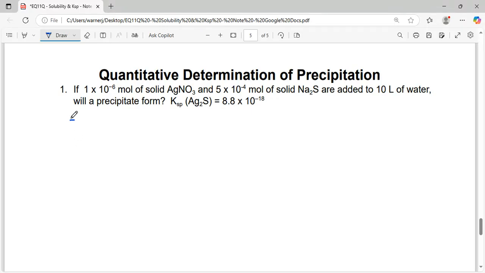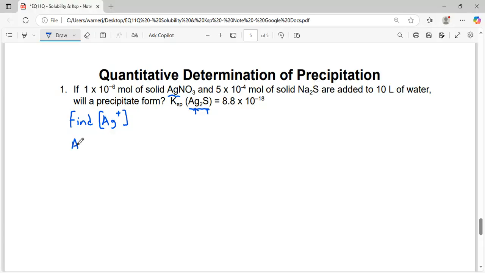So we can just figure out the concentration of things that are in here. What is good to do in a problem like this is to look at each particular reaction, because I want to figure out if a precipitate is going to form, and that precipitate is Ag2S. So I need to look at where the Ag comes from and where the S comes from. The Ag comes from the silver nitrate, so I want to figure out the silver ion concentration, right? That's what I'm going to try and find.